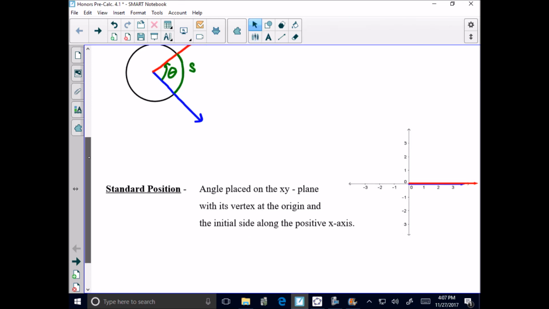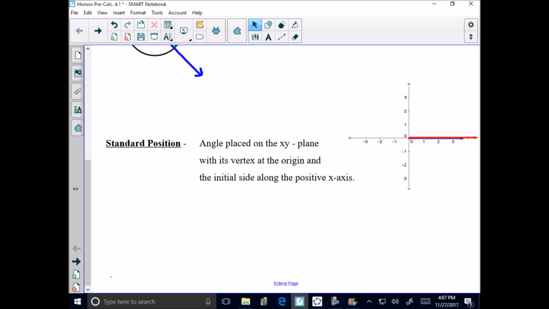A second thing we're going to do when we're talking about angles as rotation is we're going to place our angles in what we call standard position. And when we place our angles in standard position, we're placing our angle on the xy plane with its vertex at the origin and its initial side along the positive x-axis. So really what we're doing here is standardizing where the angle starts from. All the angles are going to start on the positive x-axis. That's where the initial side for all of our angles is.